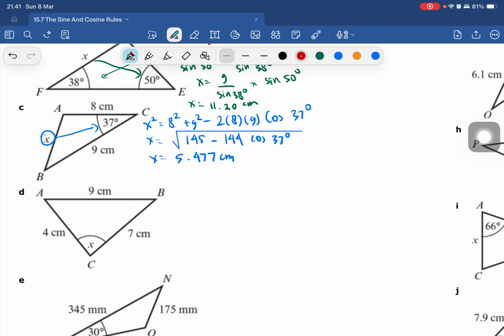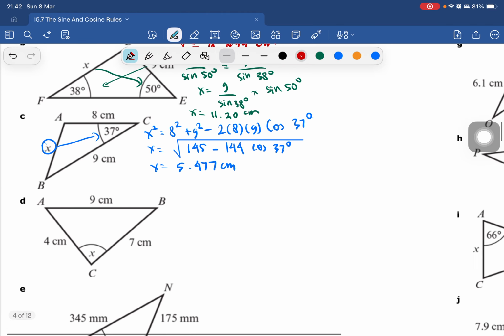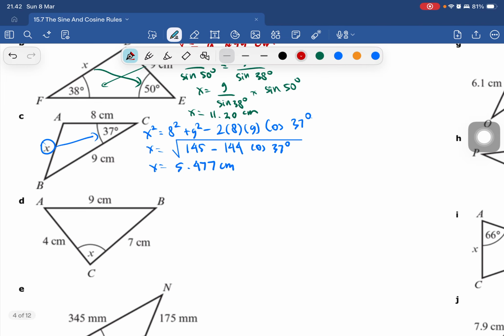Okay, we've got no two angles, only one. So let's use cosine. Here we have 9 squared equals 4 squared plus 7 squared minus 2 times 4 times 7 and then cos x. We don't know x yet, so we can rearrange it.